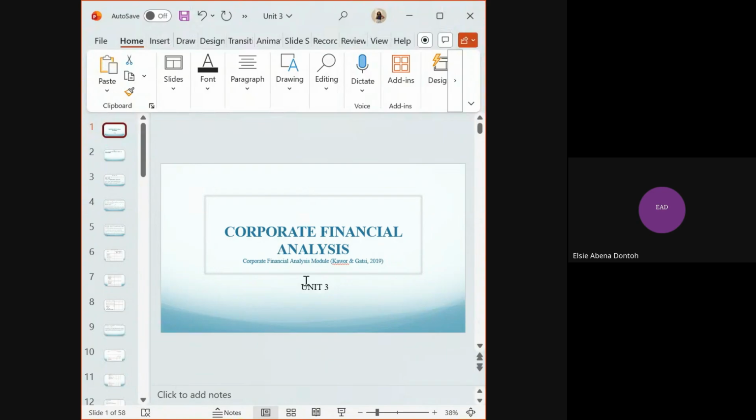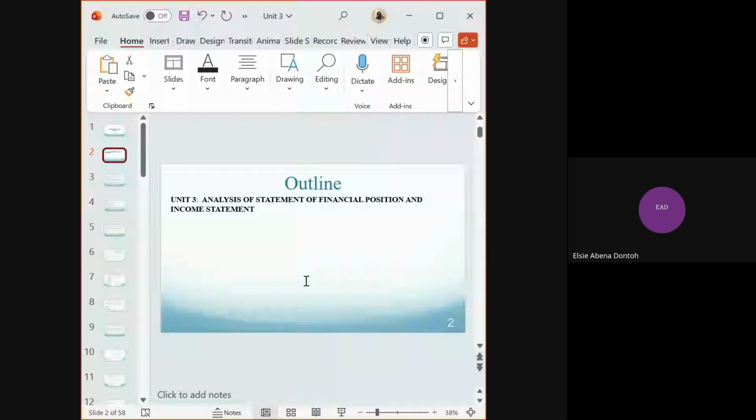So this is unit 3, and we are looking at the analysis of statements of financial position and income statements. Benedict, you can mute yourself.